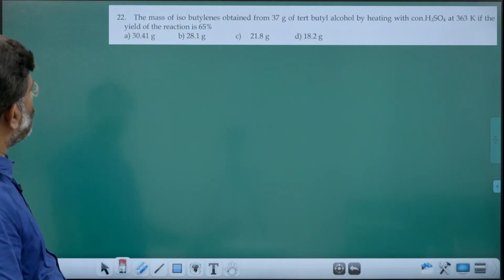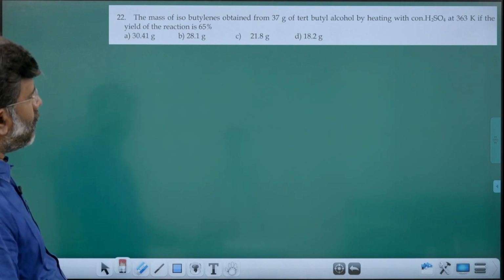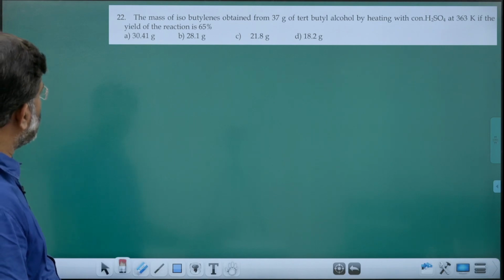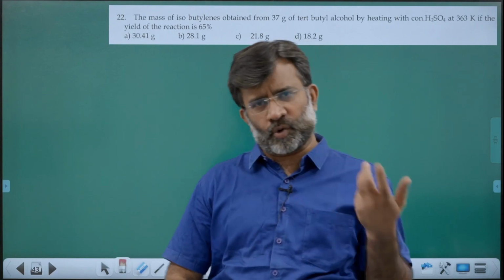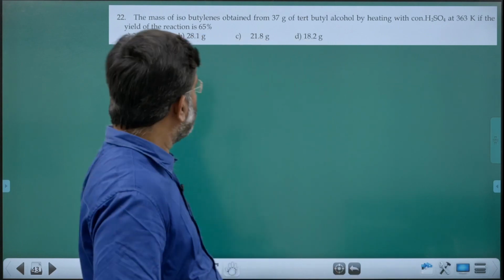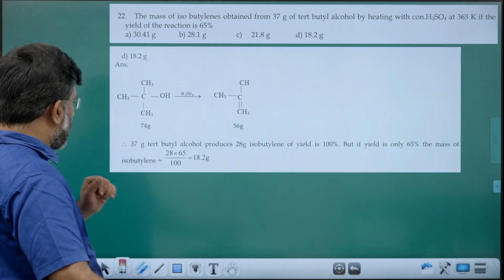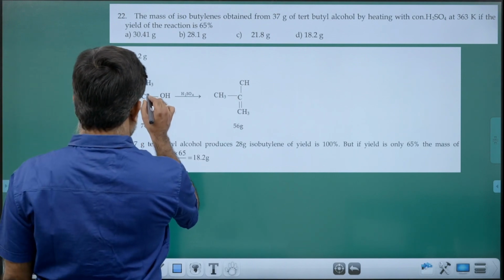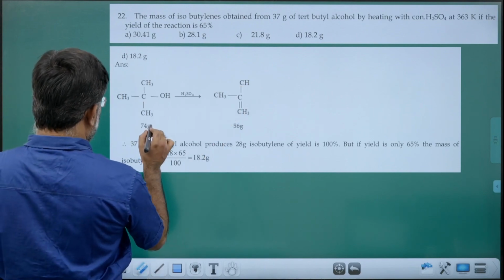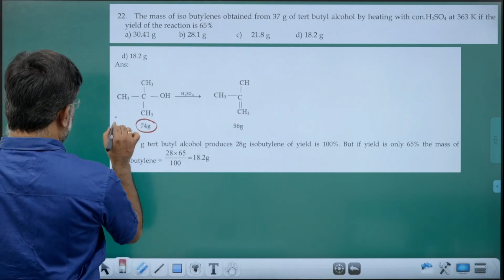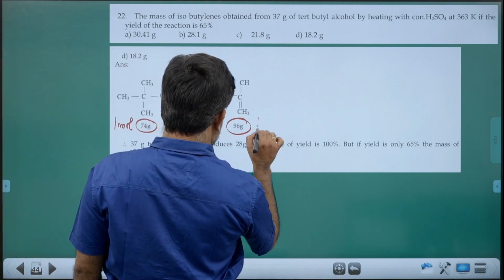Mass of isobutylene obtained from 37 gram tertiary butyl alcohol by heating with concentrated sulfuric acid, if the yield of the reaction is 65%, is. That's a stoichiometric question from organic. You see that this is tertiary butyl alcohol and you get isobutylene, 1 mole gives 1 mole. 1 mole tertiary butyl alcohol is 74 gram, and 1 mole isobutylene is 56 gram.